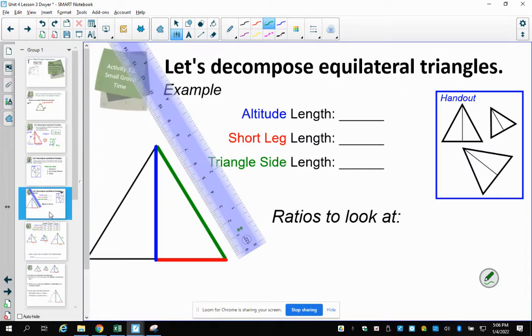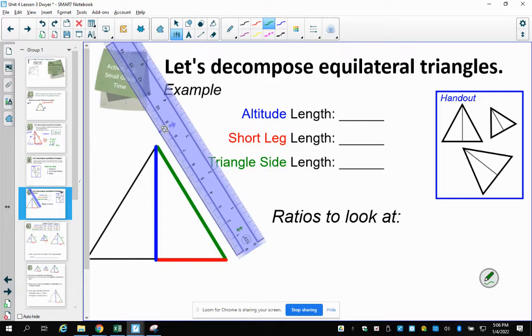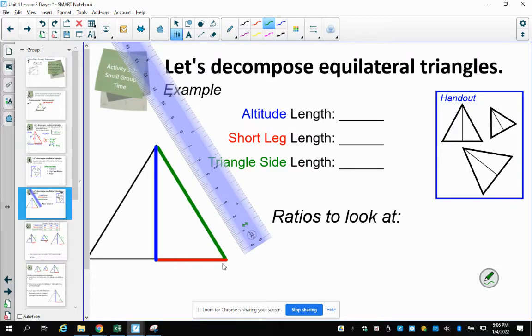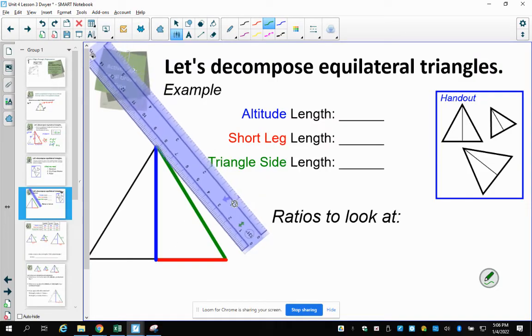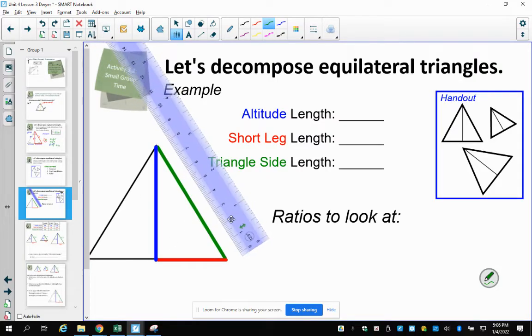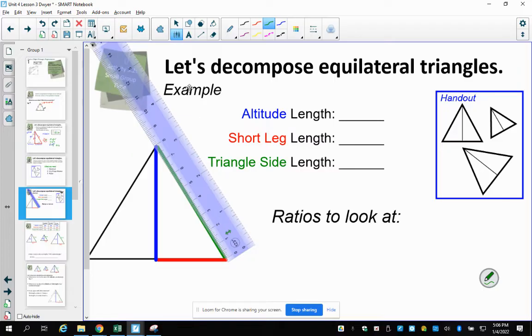So I'm going to do an example of what you need to do on each of your 3 triangles. This is not one of the triangles on your page. This is just me showing you what I need you to do. You're going to take your ruler and measure these 3 different lengths. One of them is the side length of the triangle. So measure the length of each side. This one on my page is 8 centimeters.